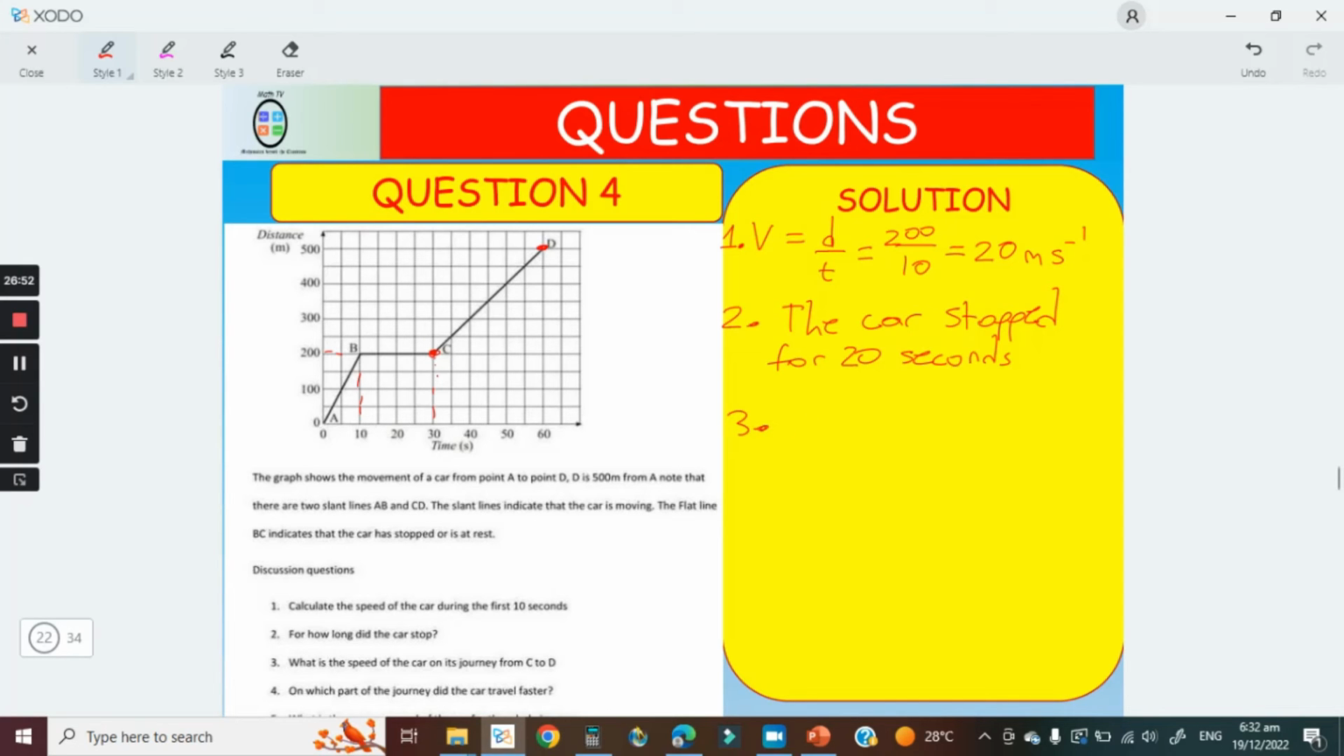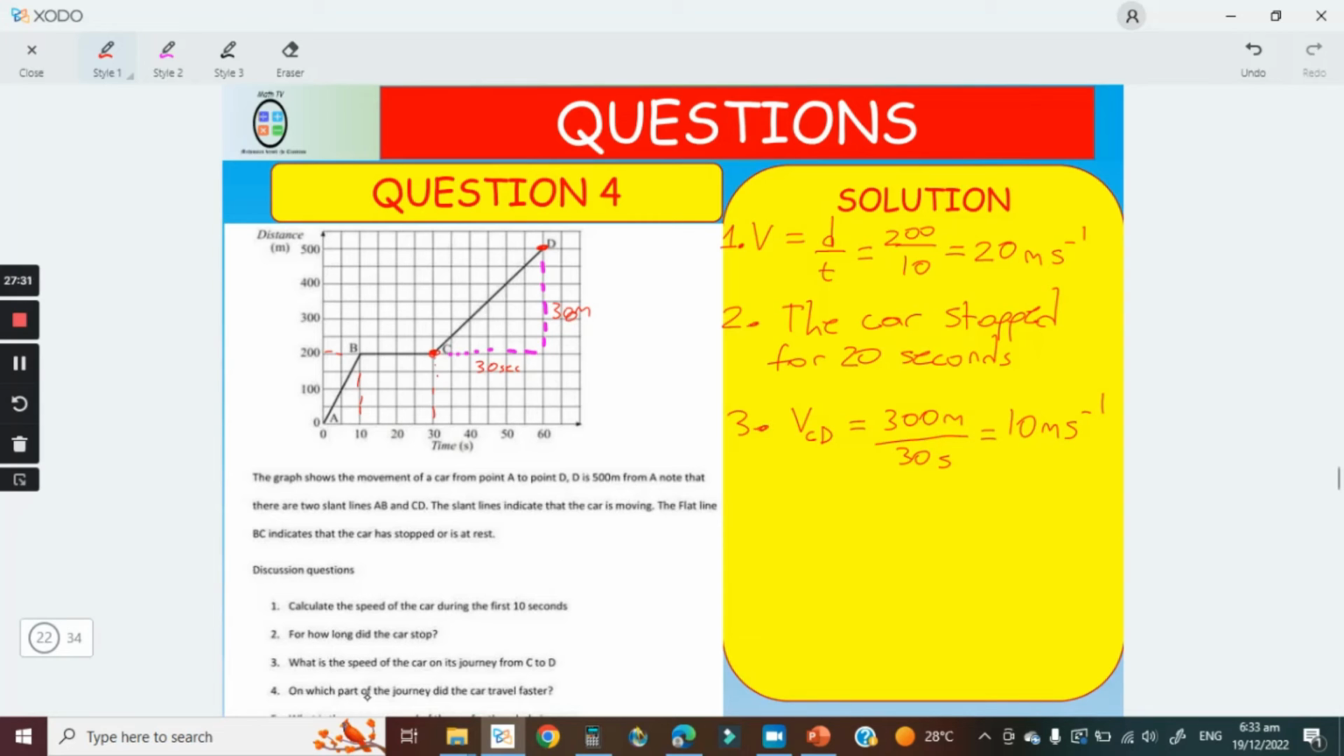So to find the speed of the car, first thing we need is distance divided by the time. Notice that the distance the car traveled, it's at 200 and it goes up to 500. So the distance it traveled is actually 300 meters. And the time it takes to cover it from 30 seconds to 60 seconds is 30 seconds. So the speed from C to D is equal to 300 meters distance divided by the time it takes, which is 30 seconds. We'll do the division, that is 10 meters per second.